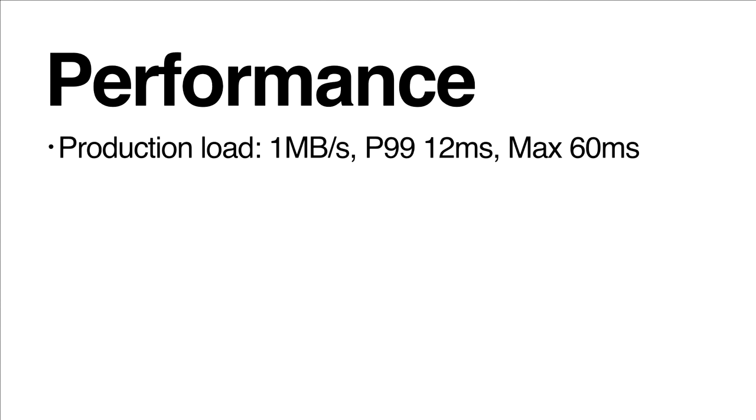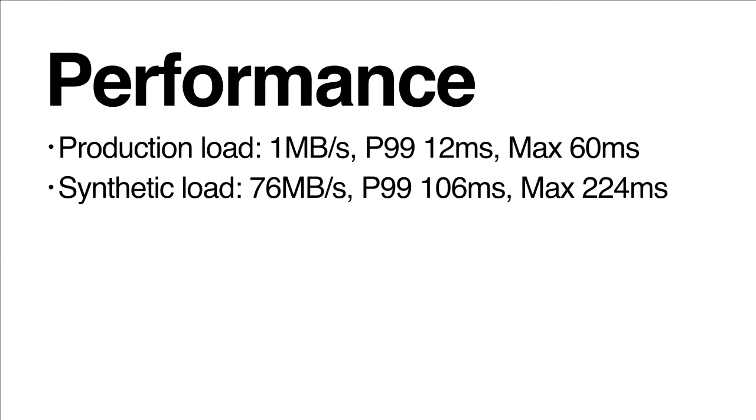I want to mention some performance numbers. These are numbers I get from a typical production cluster. On this cluster, each host needs to support 1 megabyte per second write from clients. With this load, the P99 latency for replication is 12 milliseconds. The maximum is 60 milliseconds. With a synthetic load of 76 megabytes per second, the numbers are 106 milliseconds and 224 milliseconds.